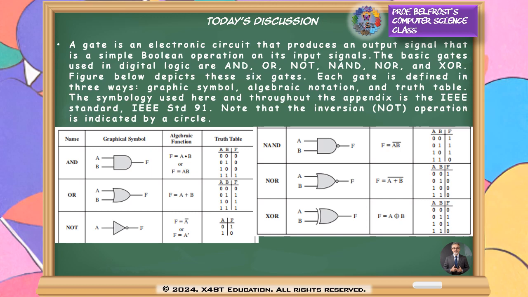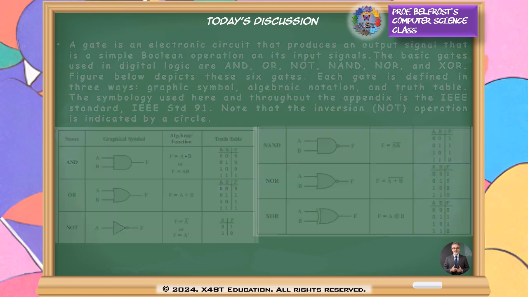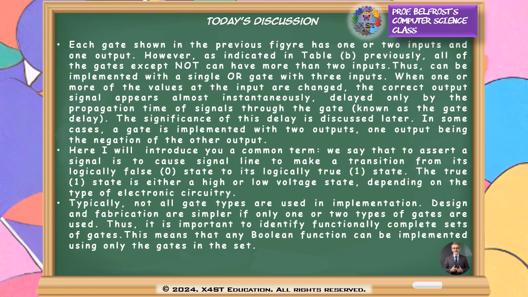Here's the figure that shows the depiction of each gate. Note that the NOT or inversion operation is indicated by a circle. To assert a signal is to cause the signal line to make a transition from its logical false state to its logical true state. The true state is either a high or low voltage state, depending on the type of electrical circuit. Typically, not all gate types are used in implementation, so design and fabrication are simple.